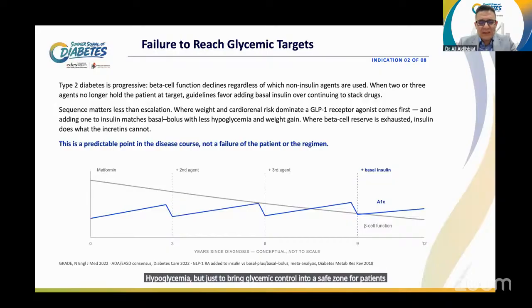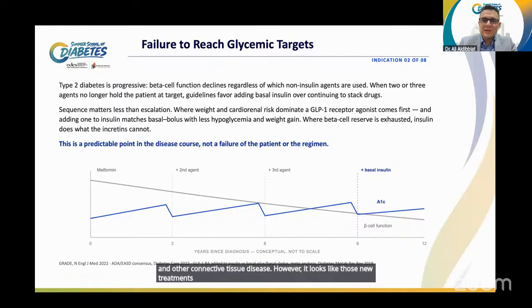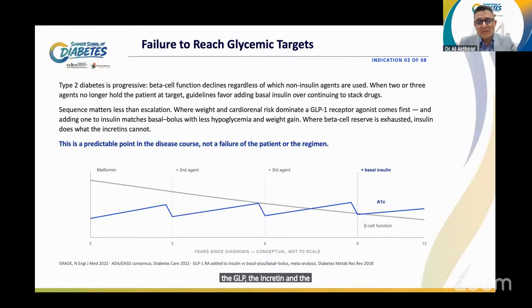The published data shows that, on average, this used to happen at around 9 years after diagnosis. However, with the advent of all the GLP-1 therapies and the dual and triple agonists coming in the future, this is likely to change. We still don't have true disease-modifying agents like in rheumatoid arthritis and other connective tissue diseases. However, it looks like those new treatments, the incretin and nutrient-stimulated peptides, tend to change the trajectory of this progressive disease of type 2 diabetes.